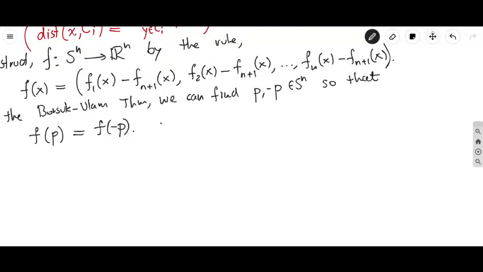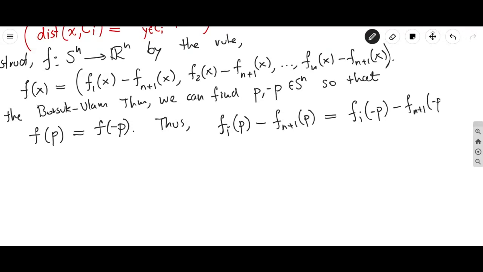So what does this mean? Thus fi of P minus Fn plus 1 of P is equal to, I'm just equating them. If you put P into f of P, that would mean f1 of P minus Fn plus 1 of P, then f2 of P minus Fn plus 1 of P, and so on. As i ranges from 1 to n, these are the components. These components have to be equal to those components, so these are equal: fi of negative P minus Fn plus 1 of negative P.